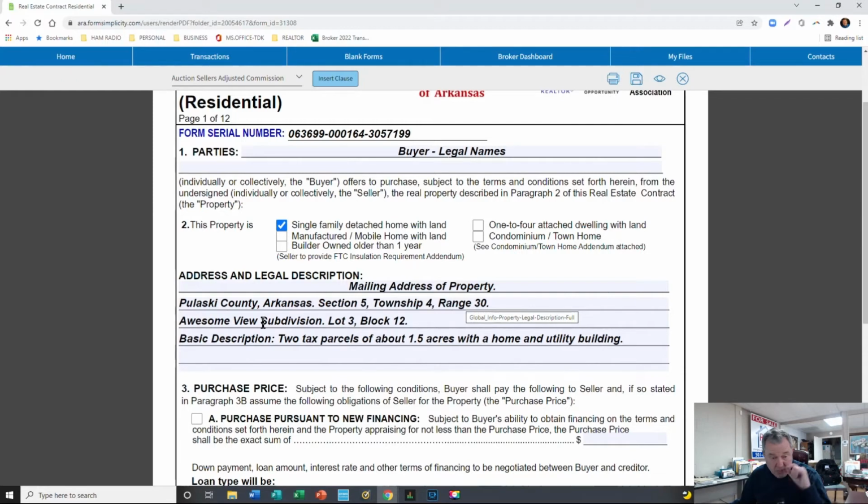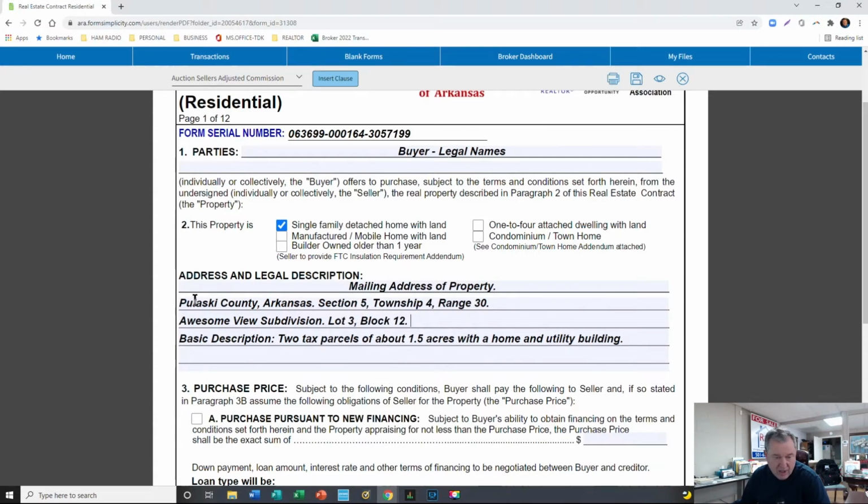Awesome View subdivision. Also on the tax records, there's usually a subdivision listed. Even if it's out in the country, it may have like the section, township, and range. If it doesn't, if it's blank, just leave the subdivision off. And a lot of times there's a lot and a block. Not always. And again, if it's not there, just leave that off. But definitely section, township, and range. That tells everybody where in the United States where to start looking. Also Pulaski County, what county, and the state of Arkansas.